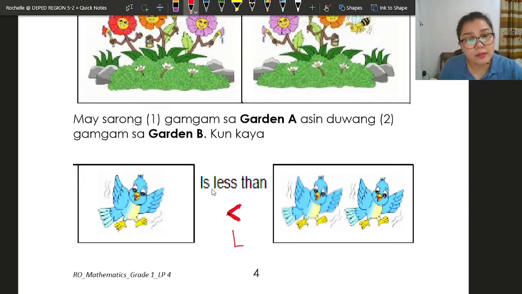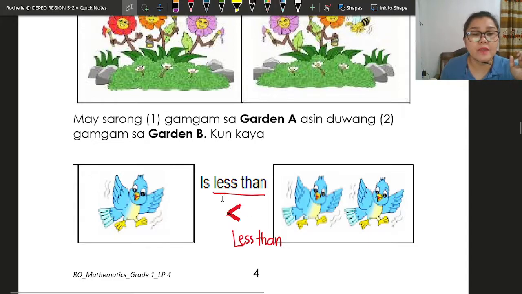And then, this one, less than. So, this is similar to the letter L in less than, that symbol. Medyo naka-forward, parang naka-rotate lang ng konti. So, that symbol is for less than. Na parang L, so that is the symbol for less than.